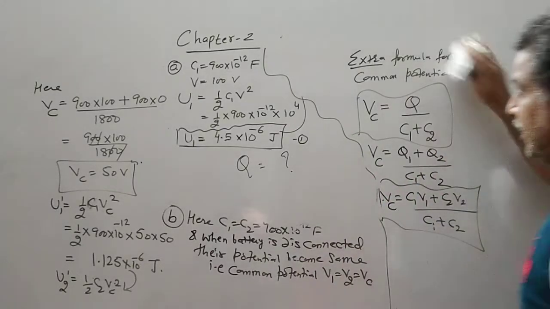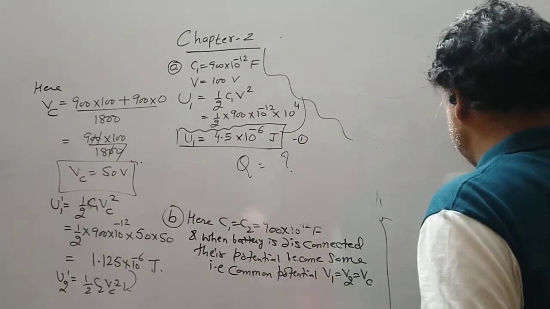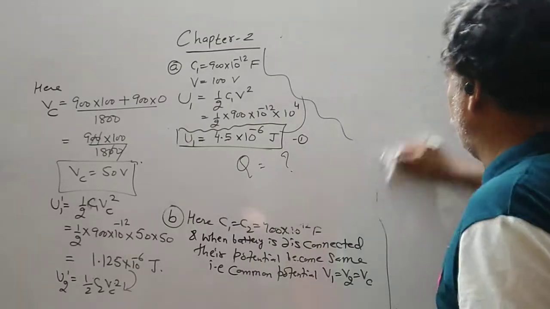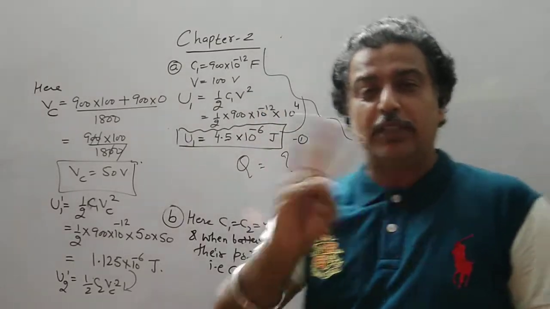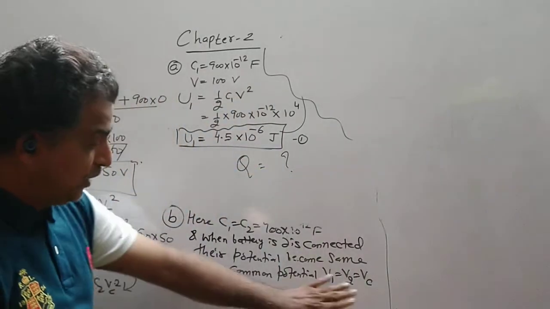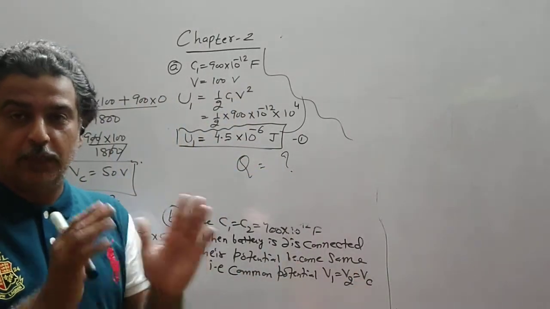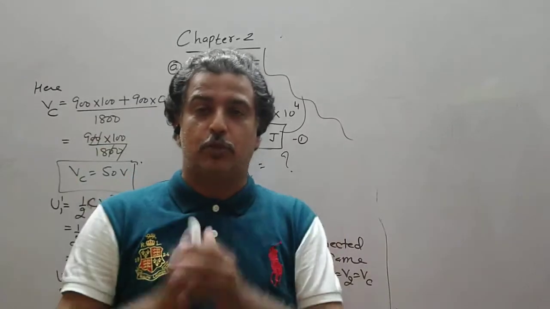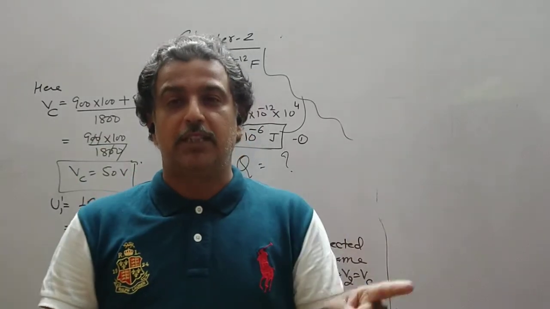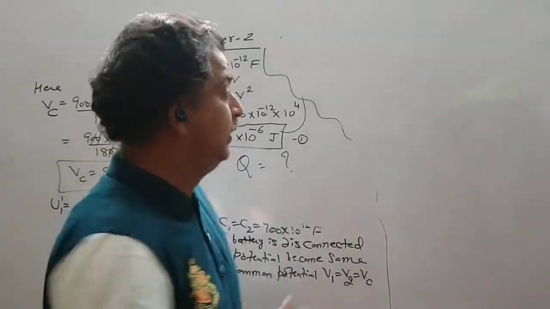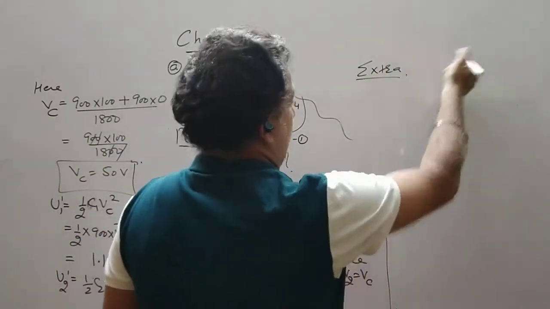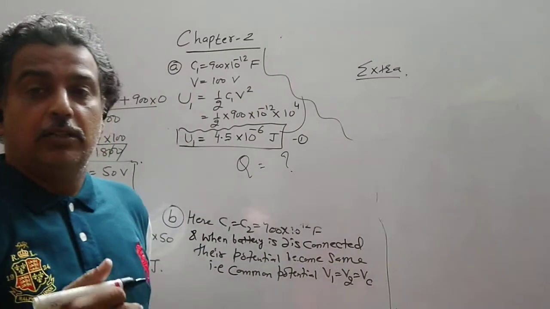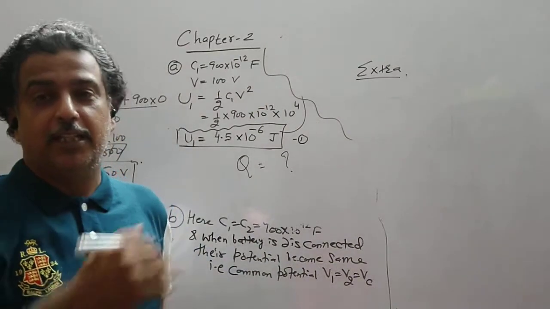Now let us find out if the capacitors are not equal. Suppose you found the value of Q in the first part. Now both capacitances are different. Their potential will be same. It will be the common potential. But now C is different. So Q will also be different. So let us find out an extra portion.